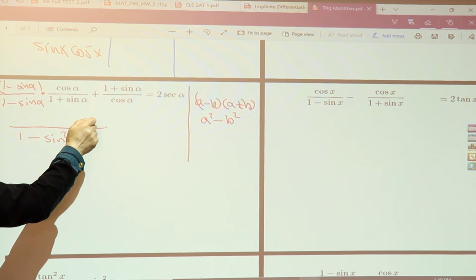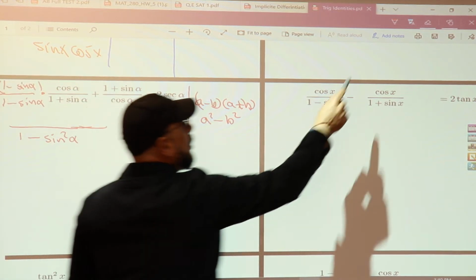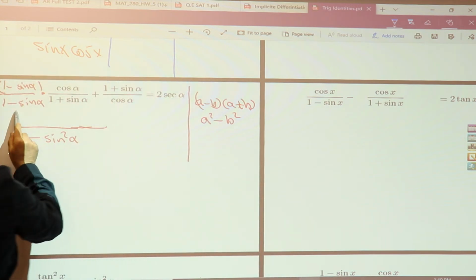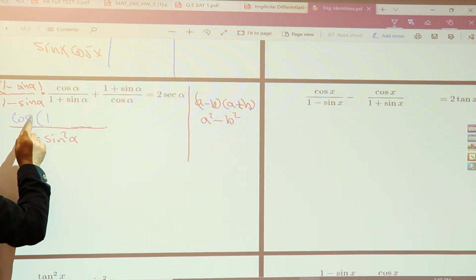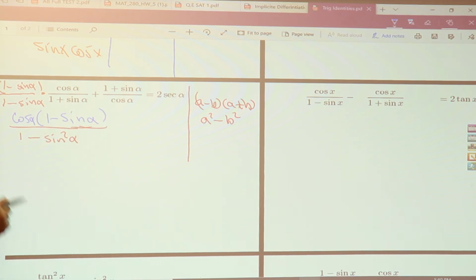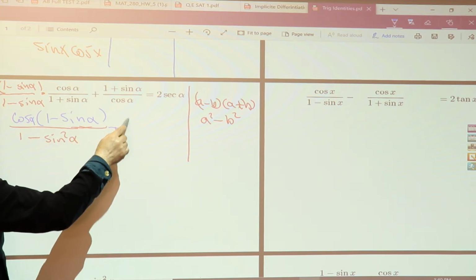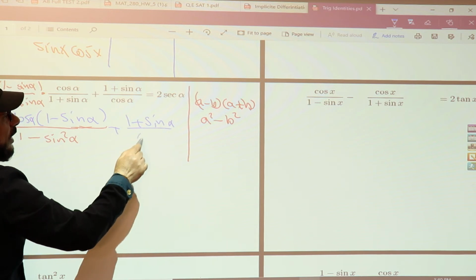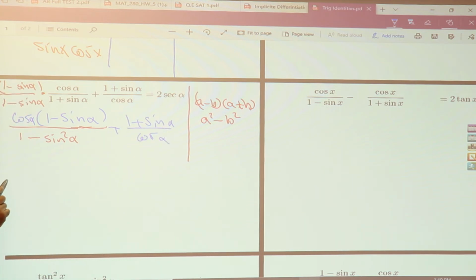I'm going to leave cosine alpha in blue and 1 minus sine alpha. Okay. Why? Because I have something here, 1 plus sine alpha over cosine alpha. This problem is a very good problem.